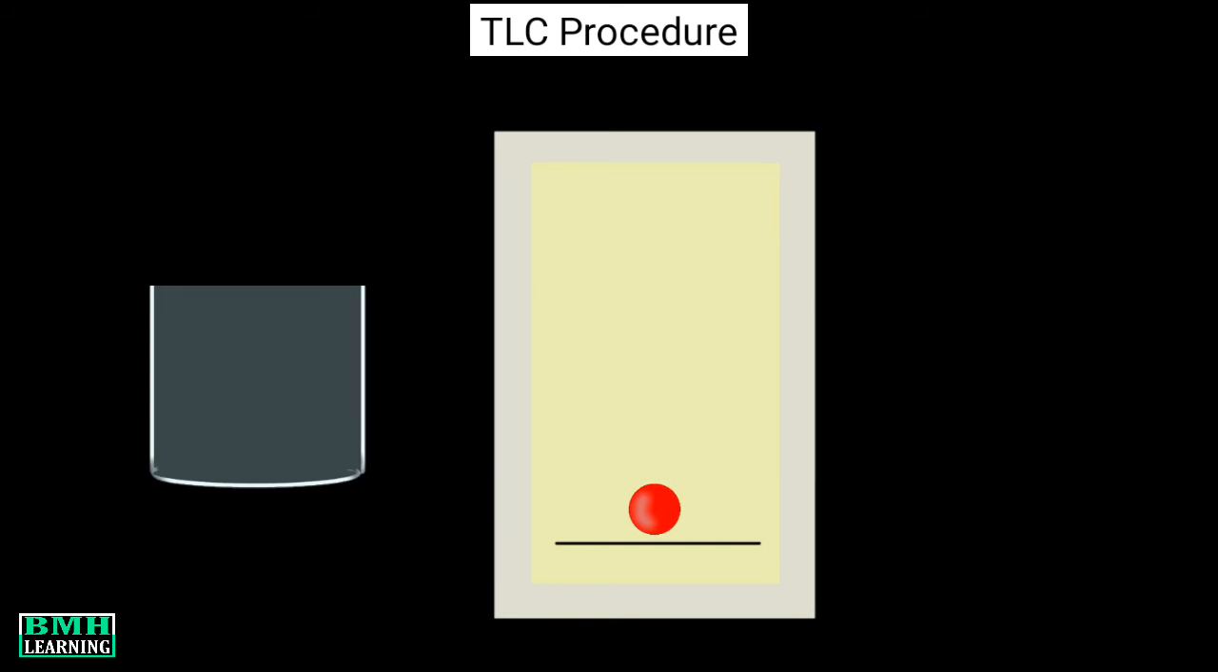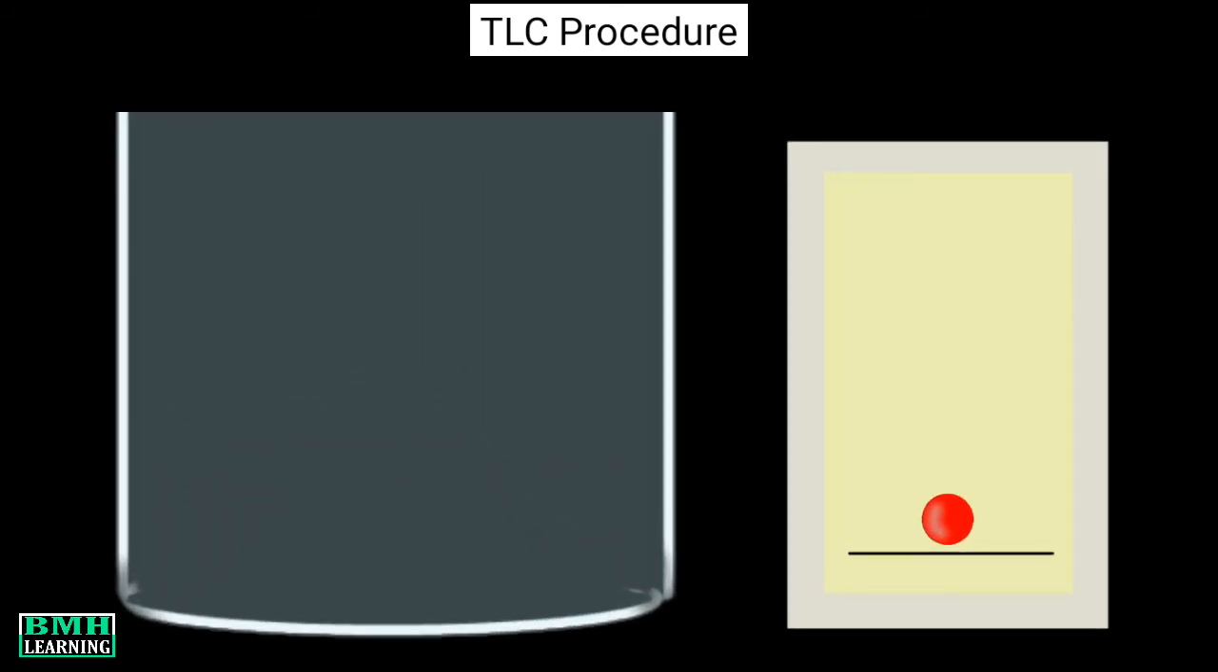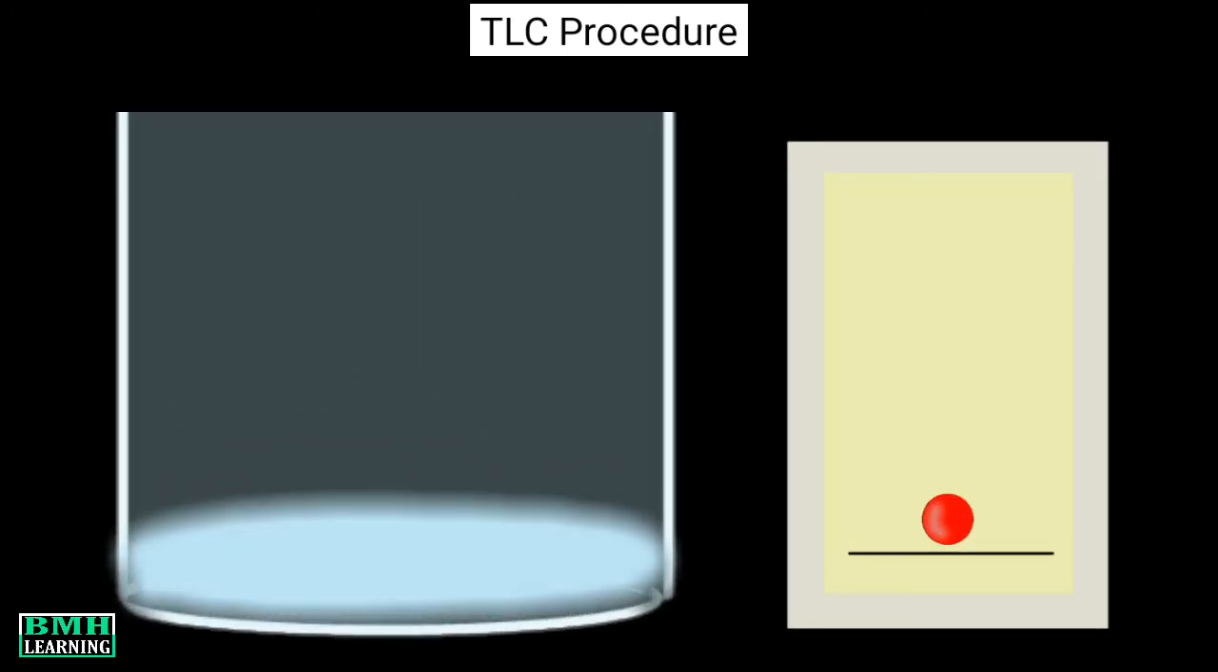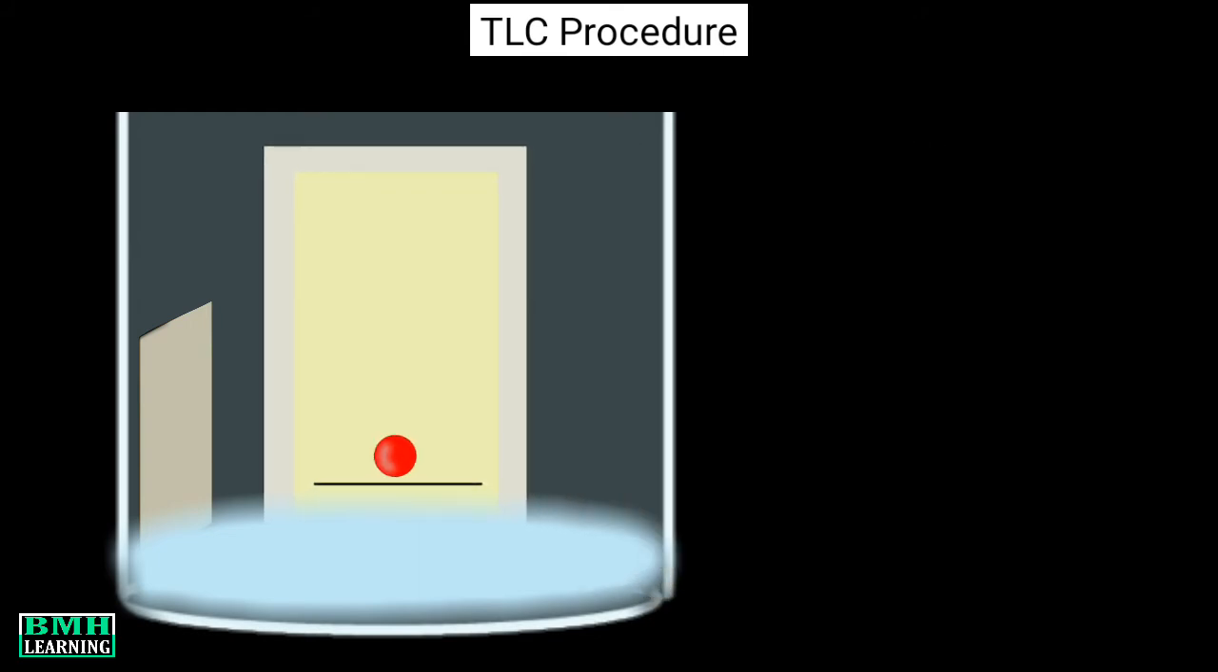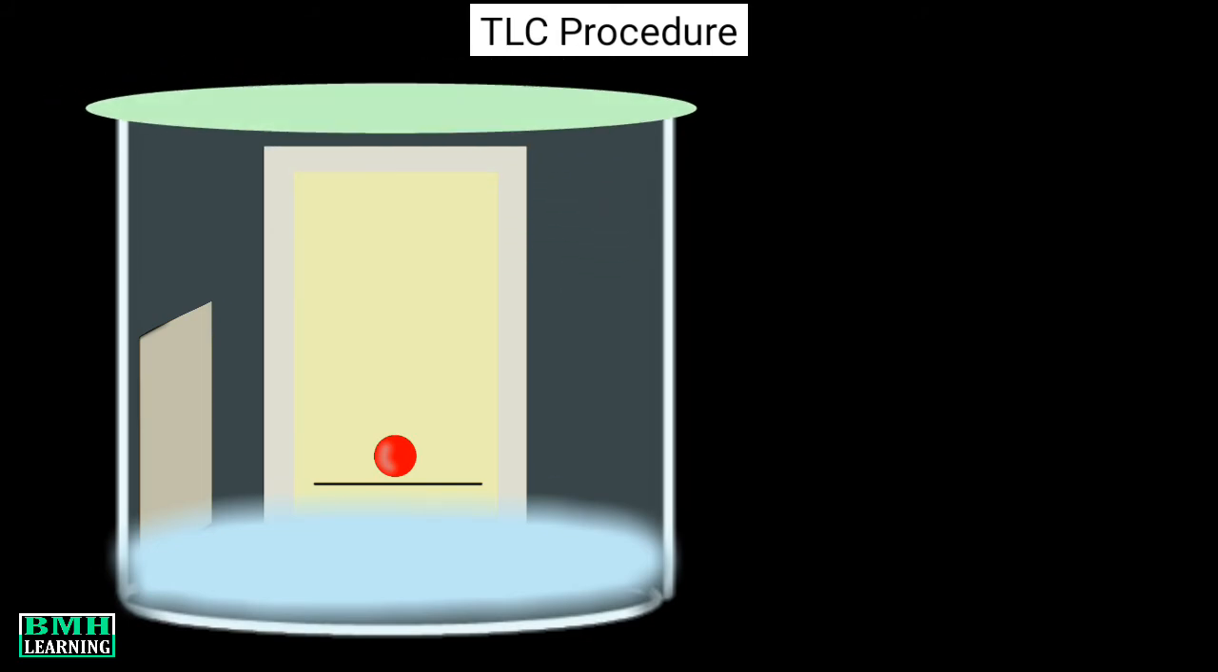Then we need the TLC chamber. After this, we pour the mobile phase into this chamber. And remember, to maintain an equal humidity environment inside the chamber, we keep a moistened filter paper in the mobile phase. Next is the turn of the TLC plate. Once everything is in place, the chamber is closed with a lid.